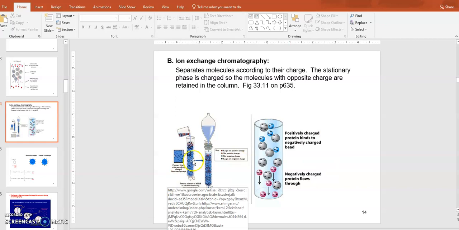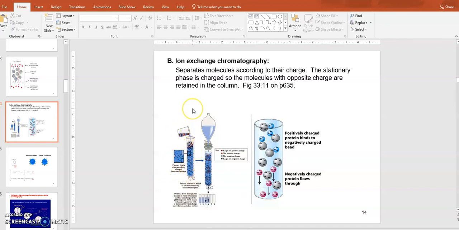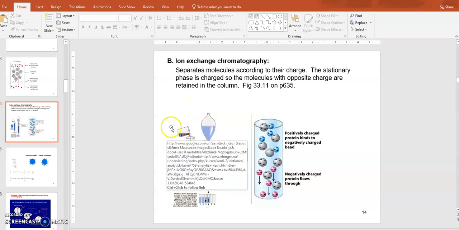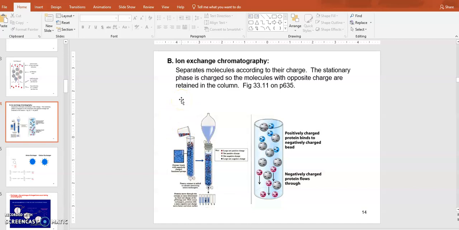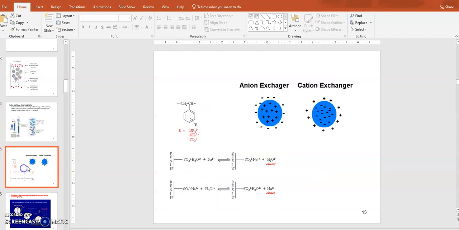So think about it. Let's say your column has negative ions, so they are anions there, and if you add a mixture of proteins, then if the resin is negative, which one will bind? Positive ions will bind, right? So the negative ions will come out first, and then the positive ions will come out later. So that's how this interaction works. So anion exchanger or cation exchanger depends on which charged resin molecules you have on the column.